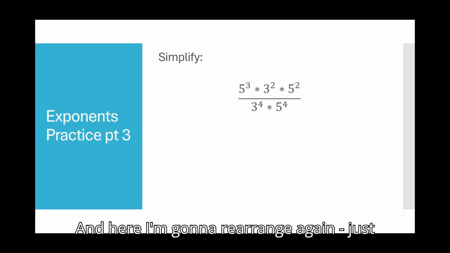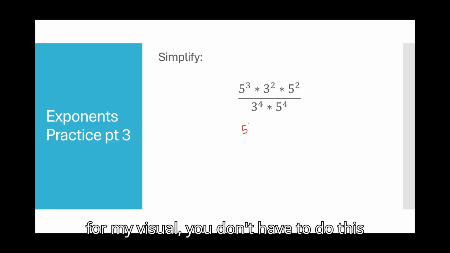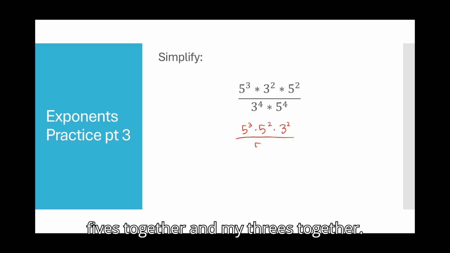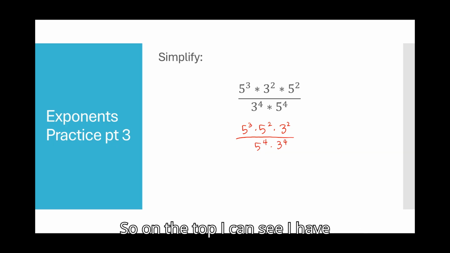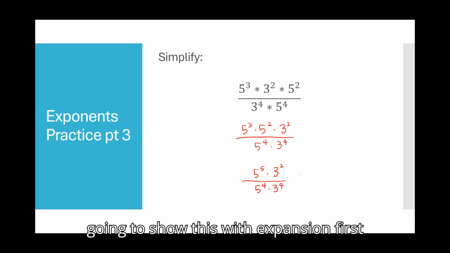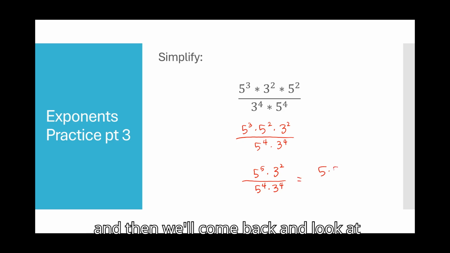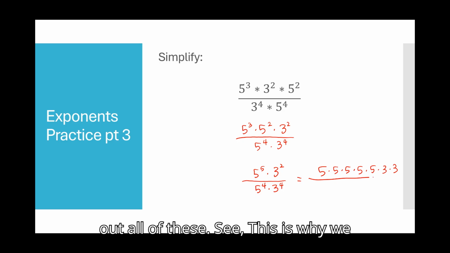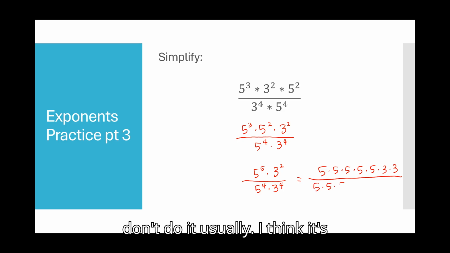And here, I'm going to rearrange again just for my visual. You don't have to do this for yourself, to get my 5s together and my 3s together. So on the top, I can see I have 5 5s and 2 3s. And then I have 4 5s and 4 3s on the bottom. Now I am going to show this with expansion first, and then we'll come back and look at it with shortcuts. Yes, I have to write out all of these. See, this is why we don't do it usually, but I think it's helpful sometimes.